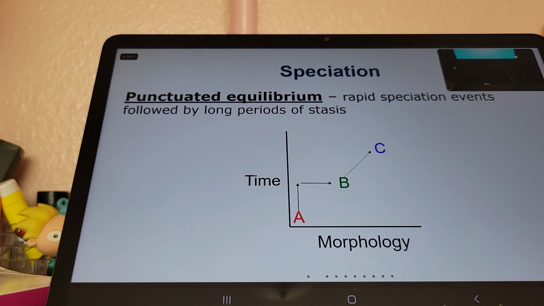It may actually be that species A is static. It is morphologically static because it is well adapted to its environment, and it stays that way for quite a while. But then something happens, and we get a punctuated, rapid speciation event that occurs.